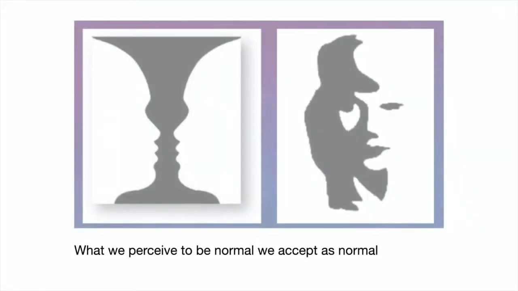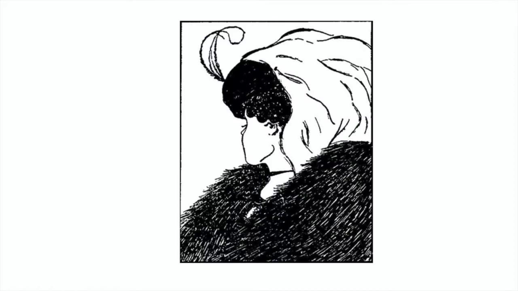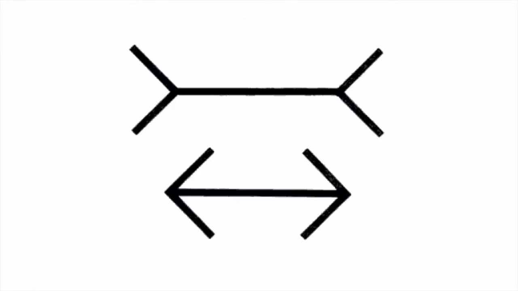So what do you see here? Two faces or a chalice? And here? Sax player and a face, right? How about here? You've seen these before. The young lady and the old lady? Which line is longer? They're the same length, they just appear different, right?